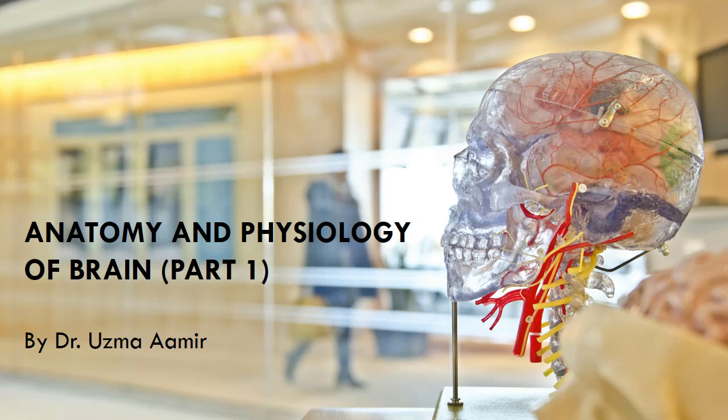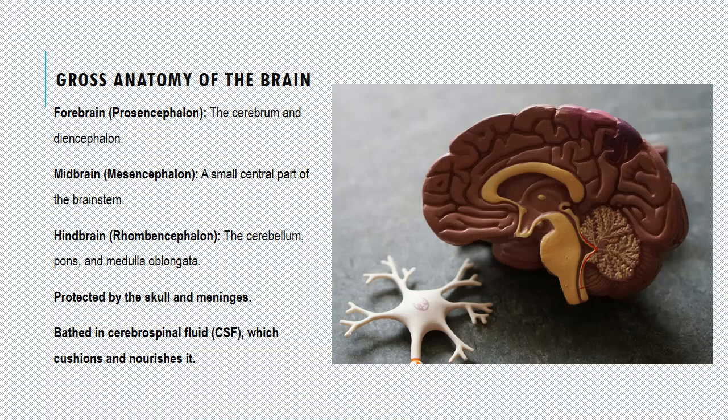This is the first video on the anatomy and physiology of the central nervous system, starting from the brain and its parts. The brain is a complex organ divided into several regions, each with distinct functions and anatomy. Here is an overview suitable for a medical student. I have divided it into some parts to keep the information understandable and easy to memorize. This is the first part of the brain anatomy and physiology.